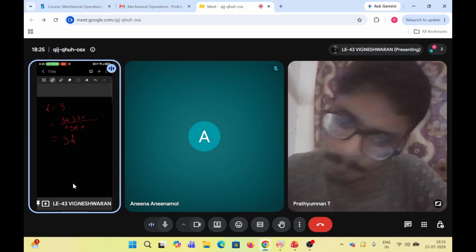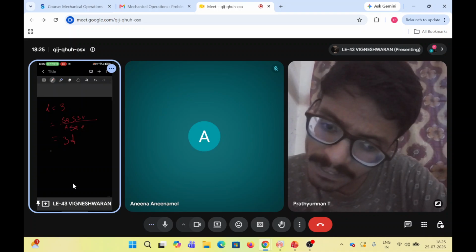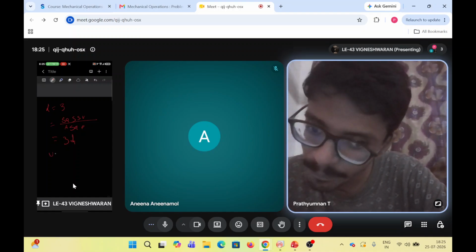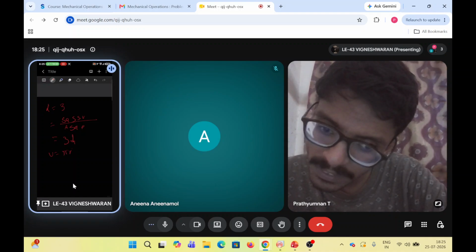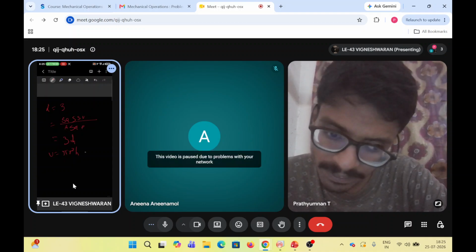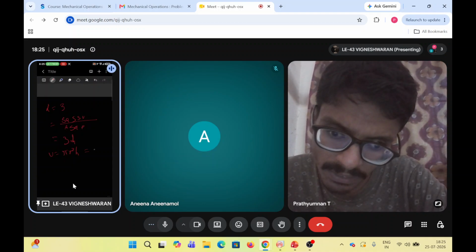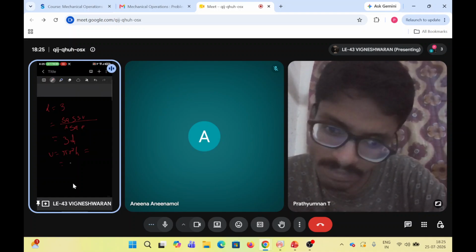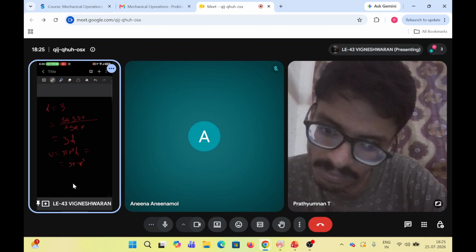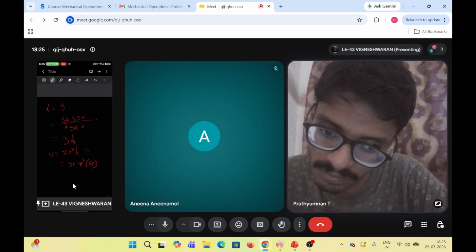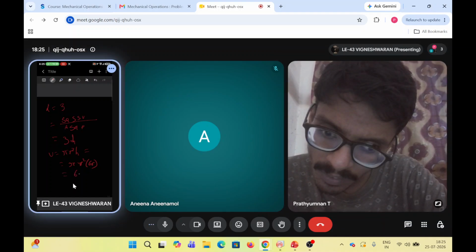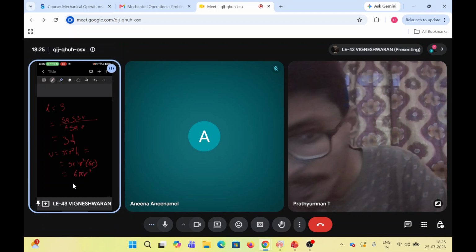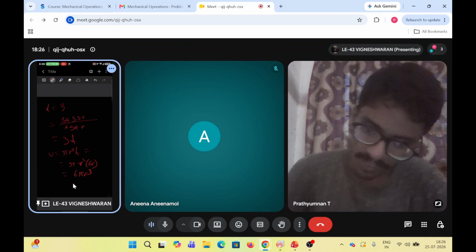First, we are going to take the volume of the cylinder. The formula is pi r square h. We have h equal to 6, sir. So pi r square 6, sir. So it becomes 6 pi r cube, sorry.